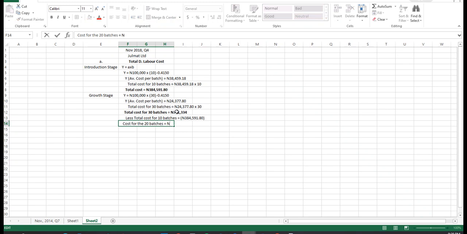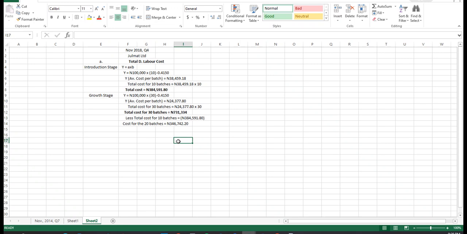What's the difference you get between them? 731 minus 384 is 346,742. 742.20. Now, it means that for this second batch I am doing, the 20 batches I did cost 346,742 naira 20 kobo.